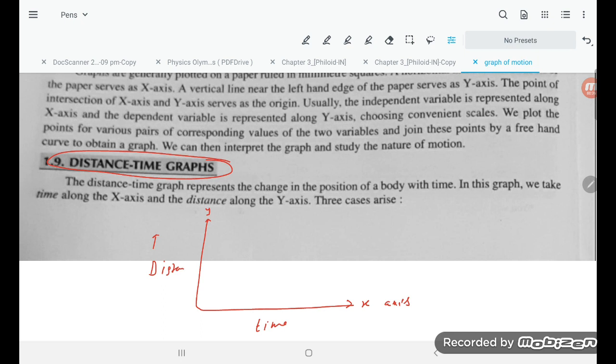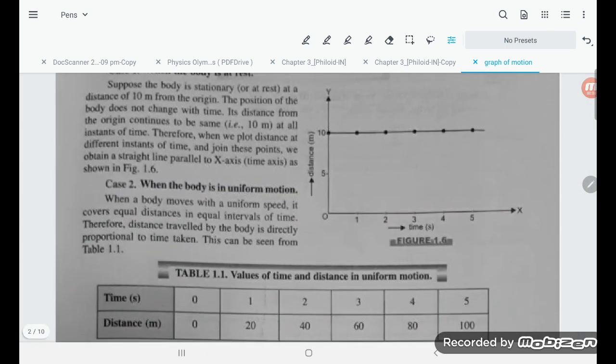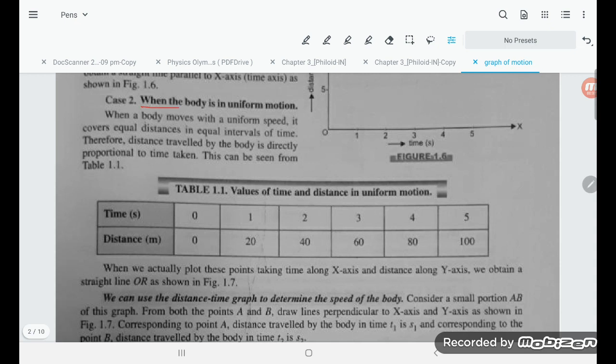Students, the point we have to understand is uniform motion. When a body is in uniform motion, it means equal distance in equal intervals of time. So when a body moves with uniform speed, it covers equal distance in equal intervals of time. Therefore, the distance traveled by the body is directly proportional to the time taken.